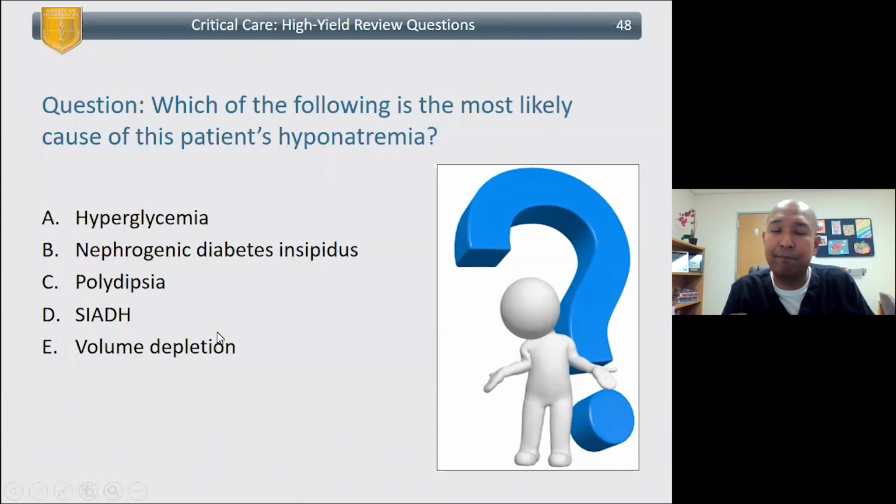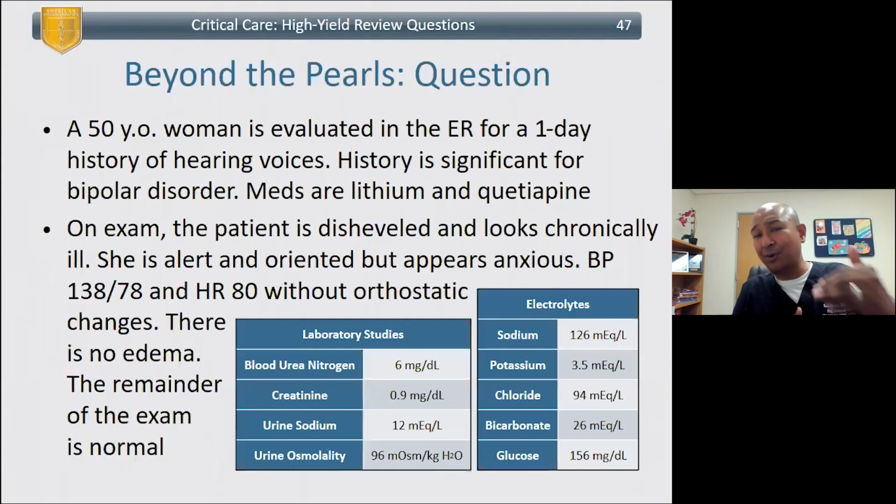And why did he put this here? Probably because of that lithium. So it really comes down to psychogenic polydipsia, SIADH, or she's volume down. I don't know when's the last time I answered that on the boards. So how are you going to decide what is the right answer here? You guys know me so well now. It's all about the what? The urine.